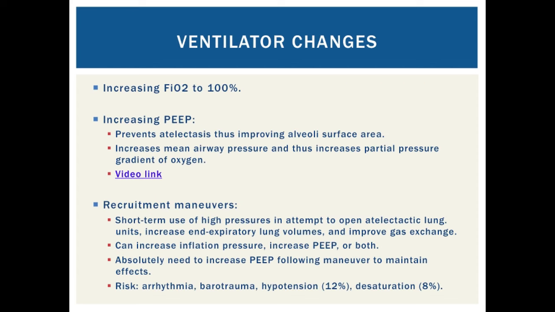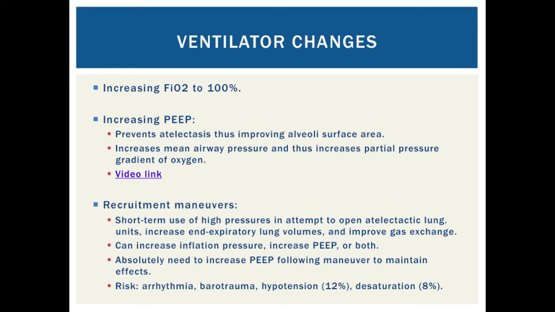Okay, so moving on from that, what are some simple things that we can do to help people who are hypoxic and on the ventilator? Well, obviously the first thing you can do is increase the FiO2 to 100%. That's pretty self-explanatory. The second thing that you can do is you can increase the PEEP. So that is the positive end expiratory pressure. It's as you breathe out, how much back pressure is there to help stent open the alveoli. So, the more PEEP you have, the more this prevents atelectasis and improves the alveoli surface area.